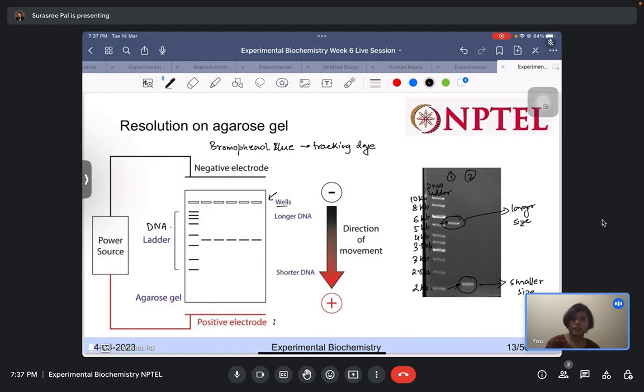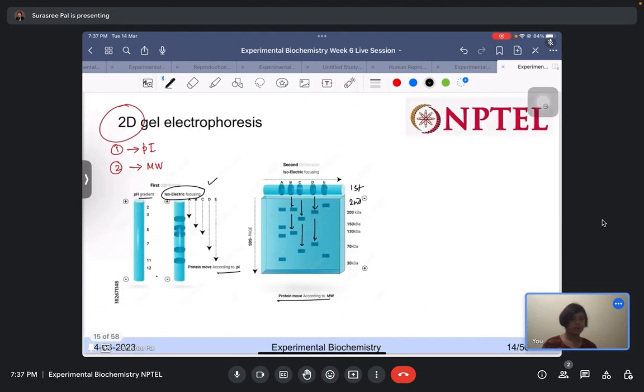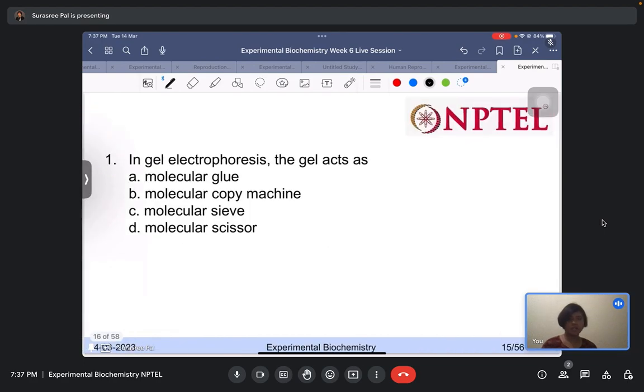So from this migration we can have a comparison of the DNA sizes. We can have an idea of the approximate size of the DNA, the approximate molecular weight of the DNA, or approximately how many bases are in this DNA. That idea we can get after we resolve our DNA samples on agarose gel. So that's all about gel electrophoresis.